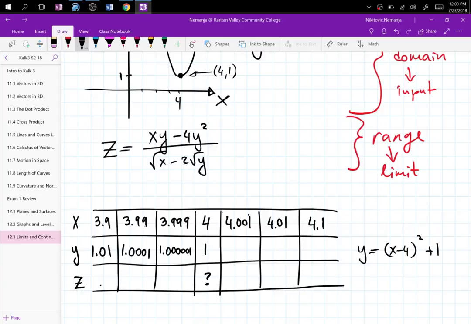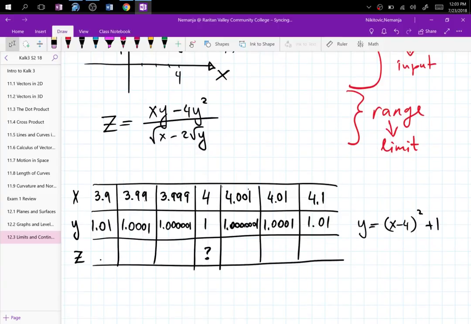Same thing from the other side. So second entry, 4.1 is going to give, oh, this parabola, these are symmetric. Why am I typing this? So these are symmetric. So now I have my ordered pairs. These guys get plugged into z of x, y.